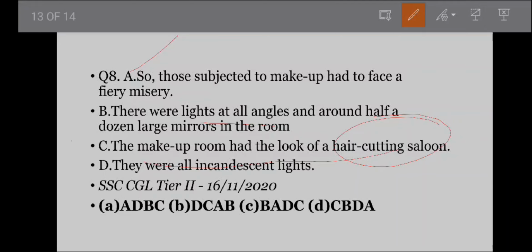So it will start with option C. If we see the options, only option D starts with C, because the whole passage describes a hair cutting salon. Then there were lights, because option B starts with "there". See, this "there" means hair cutting salon. There were lights, and the description of lights in the salon and its type of light, and the makeup had a face of fiery misery. That's the last one. So 8 will be option D, because it is the description of a hair cutting salon.